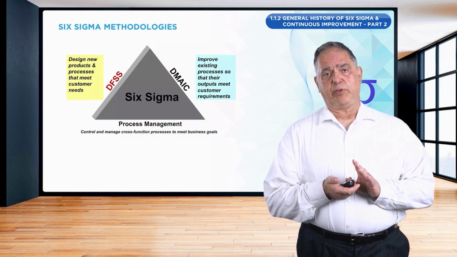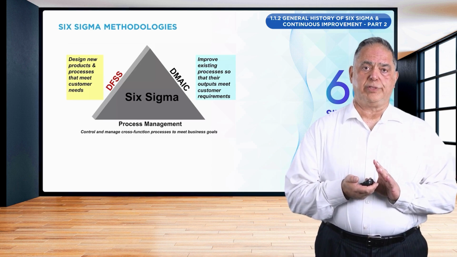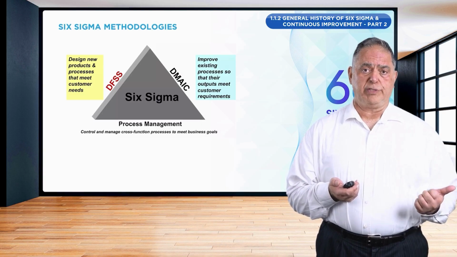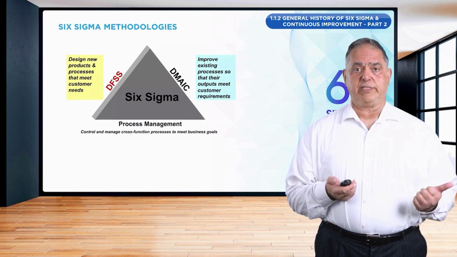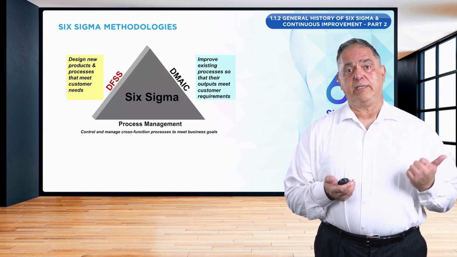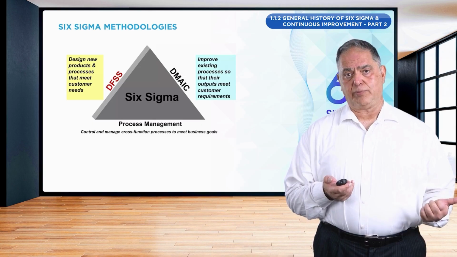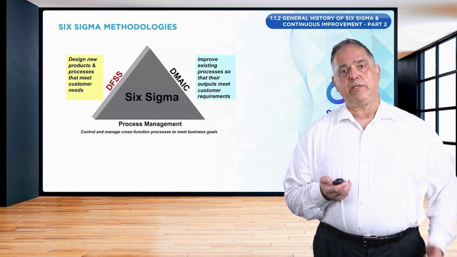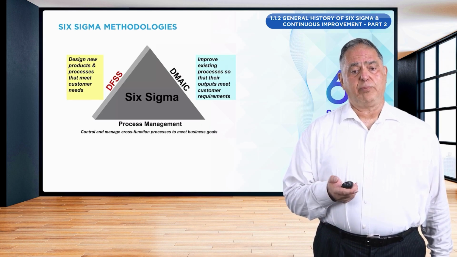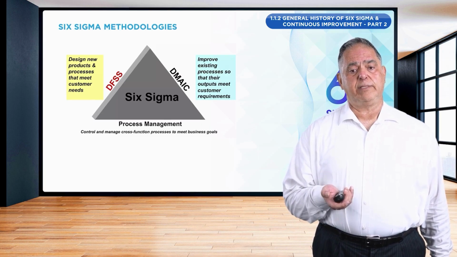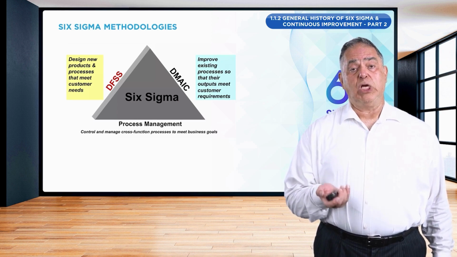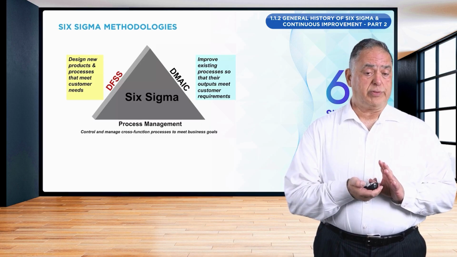This is the Six Sigma methodology that we use when we want to either design new products, new services, or new process from scratch because they never existed, or we can use it in order to redesign and re-engineer existing process that do not meet customer requirements and customer specifications. Finally, we have the process management, and this is the methodology that we use in order to control and manage cross-functional process across the organization.